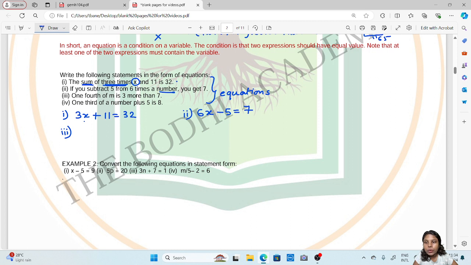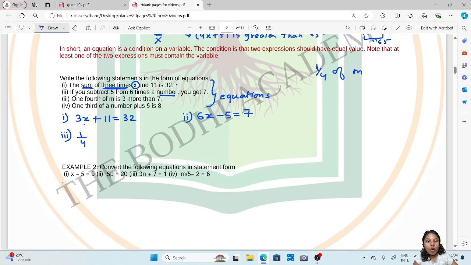1/4 of m is 3 more than 7. So what are they saying now? 1/4 of m, this part we have solved before. 1 upon 4 of m will be what? We say of, it is multiply. So 1 upon 4 into m, so it will be m upon 4. So here we can directly write m upon 4.